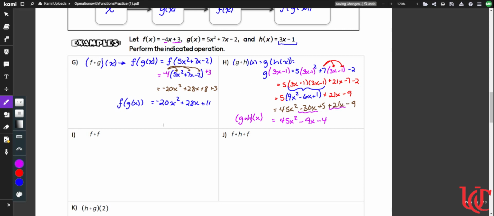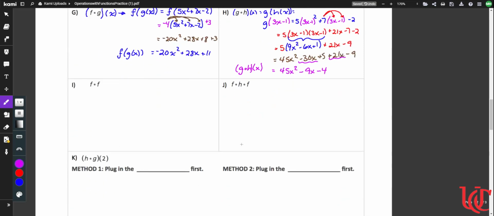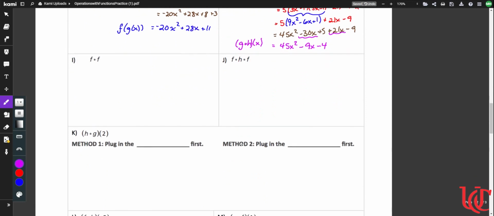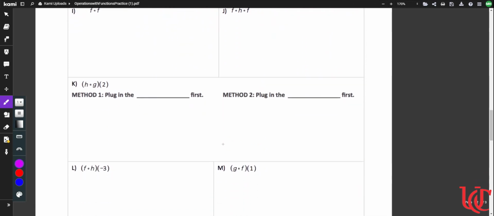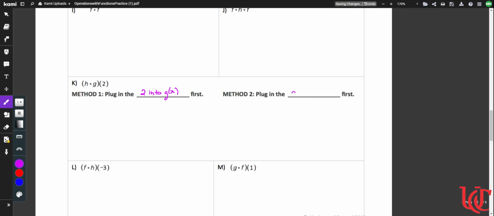Okay, so we'll leave the I for you, and the J is kind of a bonus thing of seeing how you can do it. I will put the answer in with that. When we are plugging in a number, you have options. You can plug in the 2 first into the G function, or you can plug the G of x into h of x. Then at the end, you can replace the 2. So we're going to show it both ways.